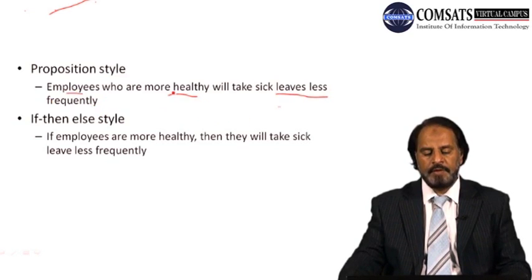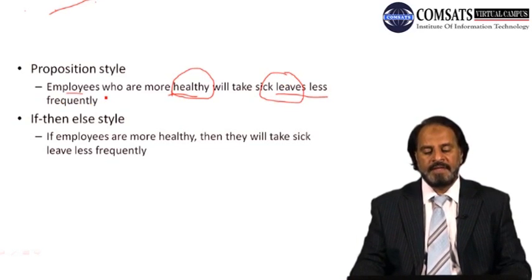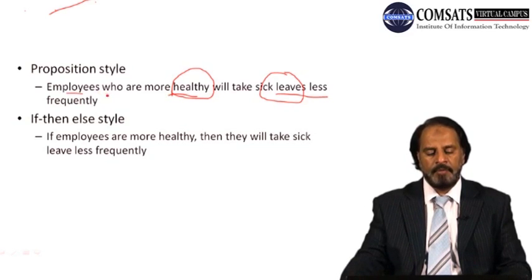So these are two variables we're looking at: employees' health, and sick leaves. We're saying this is a propositional style of writing it. We're saying employees who are more healthy will take sick leaves less frequently. Nevertheless, it is talking about a relationship, right? It's a relationship between these two variables, correct?